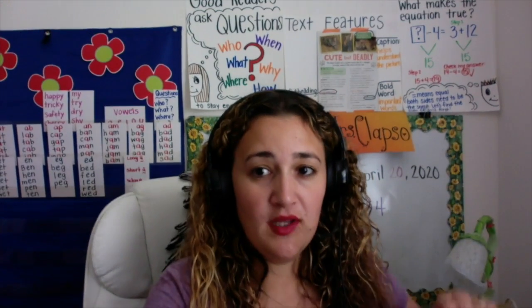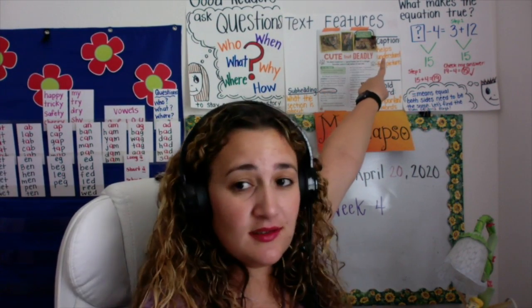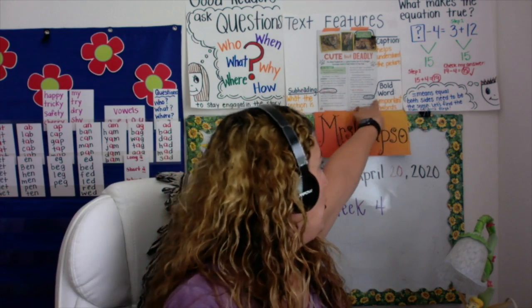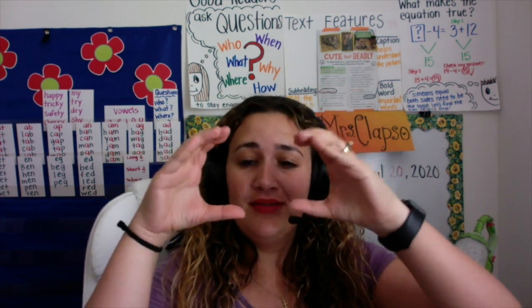So last week for week 3, we talked a lot about text features. We talked about caption, which tells us information about the picture, bold words, those really dark words, they're important. And we learned about headings, they tell you about the section. This week, we're going to continue talking about text features, but we're going to look at different kinds of text feature.